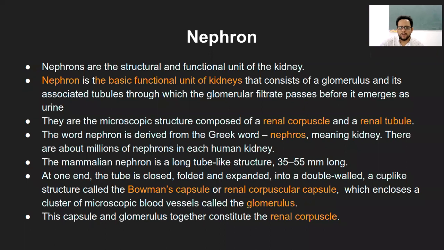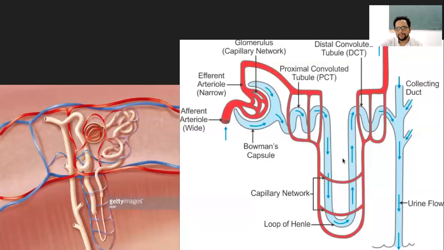So at one of the ends, the tube is closed, folded and expanded into a double-walled cup-like structure called Bowman's capsule, or it is also called the renal corpuscular capsule. So again, I'll go to the diagram here. If you look at this diagram, the renal tubule is expanded, folded, and a cup-like structure with double layers. Double layers as in there is an inner layer, inner concave shape and the outer concave shape. And you need to imagine this Bowman's capsule as a three-dimensional cup, not the C shape.